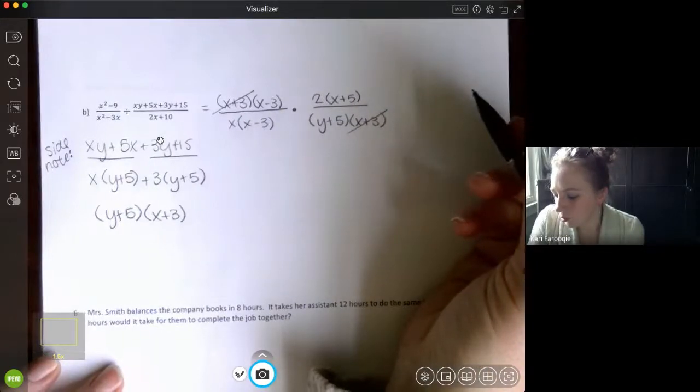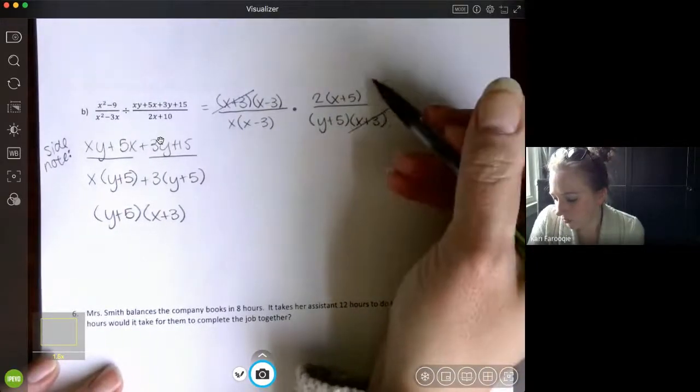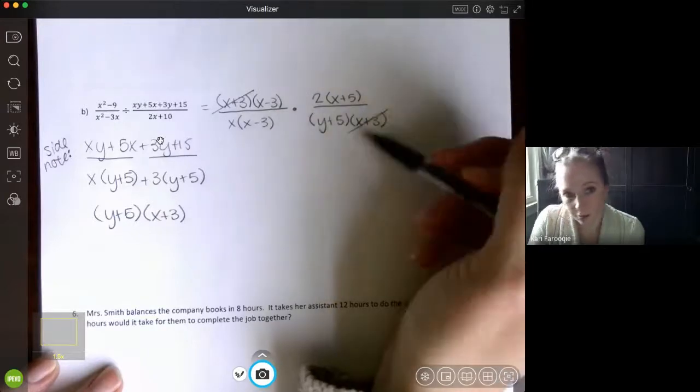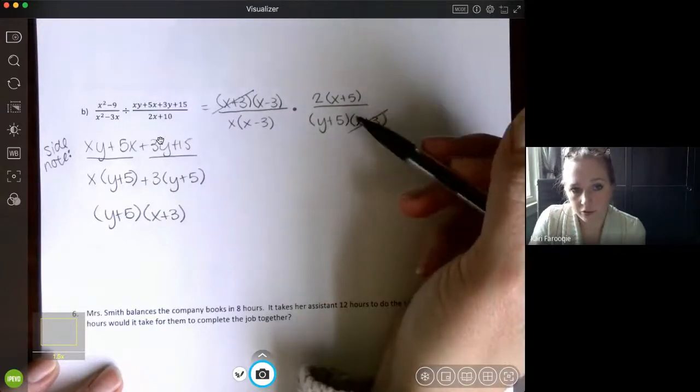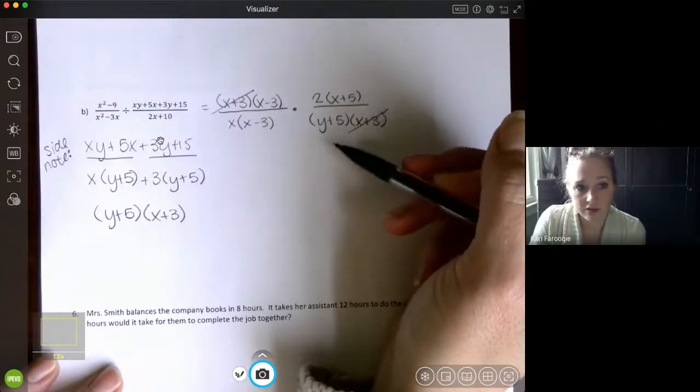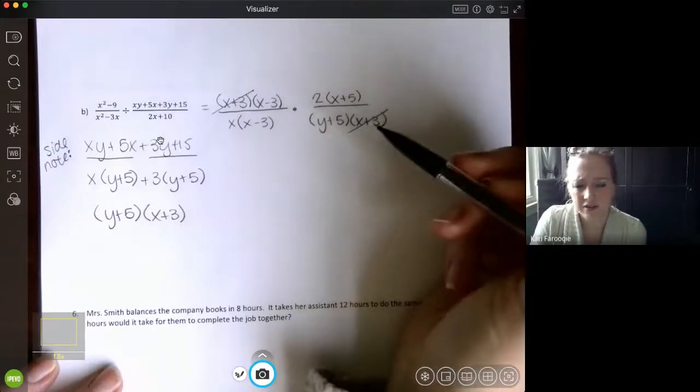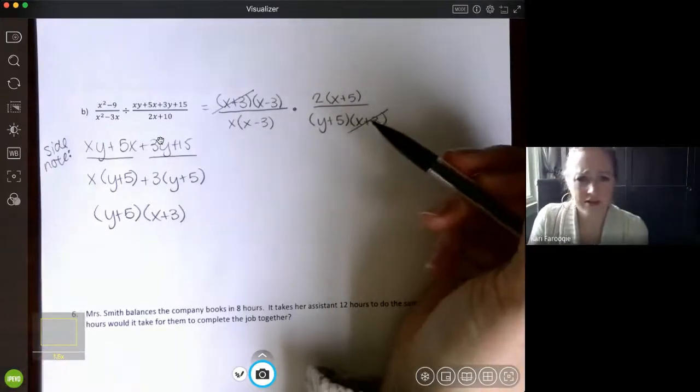Now, in the numerator, you have an x plus 5. In the denominator, we have a y plus 5. So those two, we actually cannot cancel. And I know sometimes you're like, wait a second, it must be the case. Of course they cancel. That's the whole point.